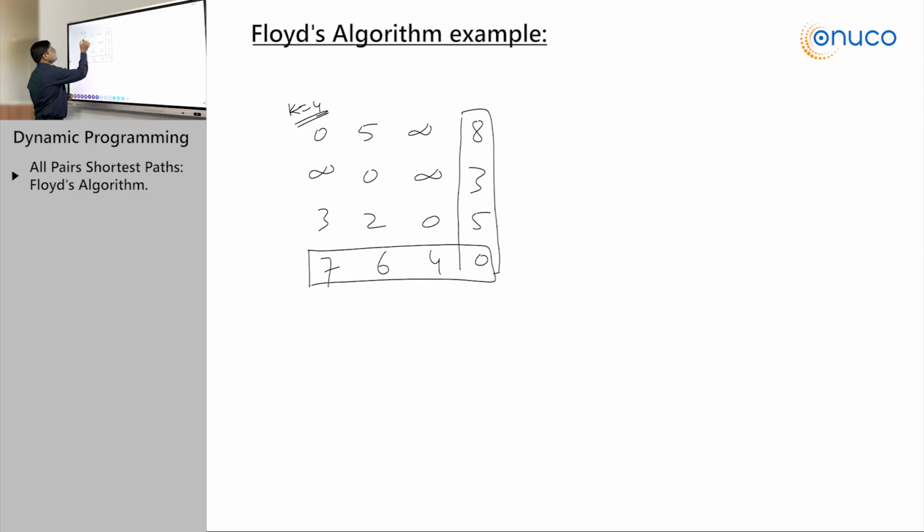You will see that this is 0, no problem. Here it is 5 and this is responsible for this 6 and 8. 8 plus 6 is 14. 5 is smaller, no problem. Here is infinity, but this infinity is related with this 4 and 8. 8 plus 4 is 12. Hence, this infinity is going to be replaced by 12. Similarly, 7 plus 3 is 10. This infinity is replaced by 10.